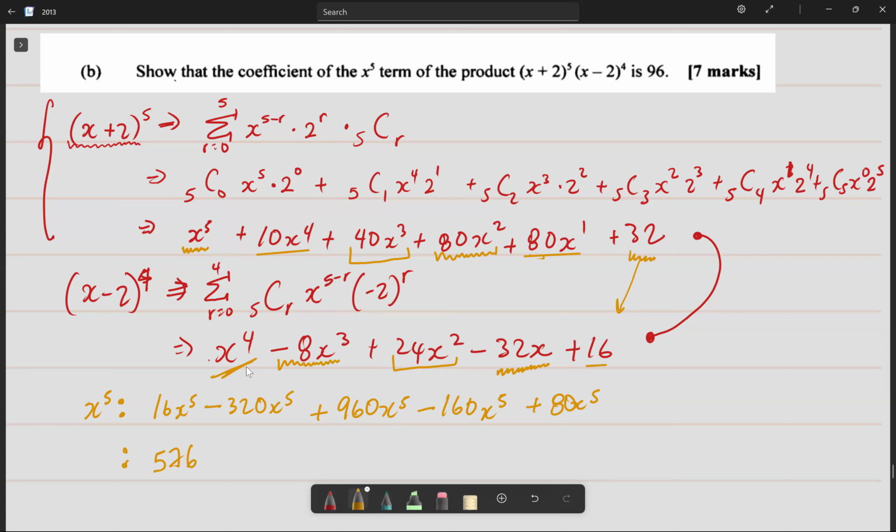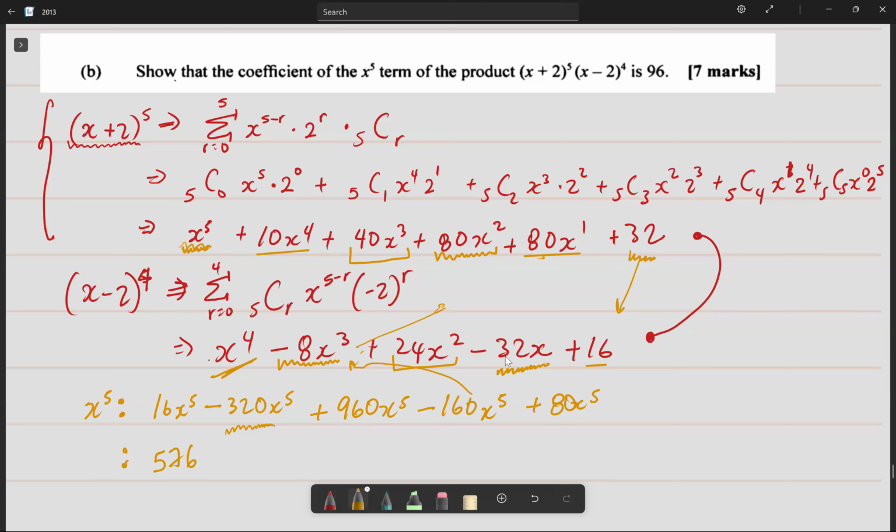This is not right. This is. This is not. This is one that's not right. Okay. This came from the 8 times 80, but that's not correct.